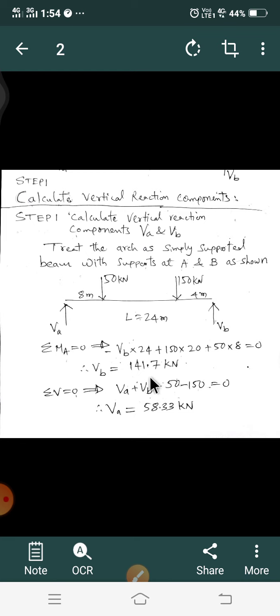After getting VB equal to 141.7 kN, let us find out VA. We have to use sigma V equal to 0, which yields VA plus VB, that is total upward forces, minus total downward forces, which are 50 and 150. That is why minus 50 minus 150, the entire equation must be equated to 0, so that sigma V is satisfied. So from this I am going to get VA equal to 58.33 kN.